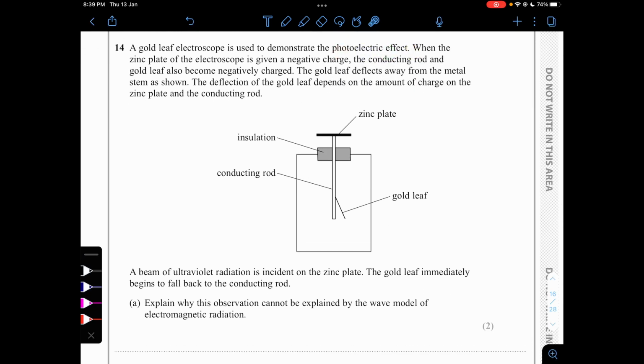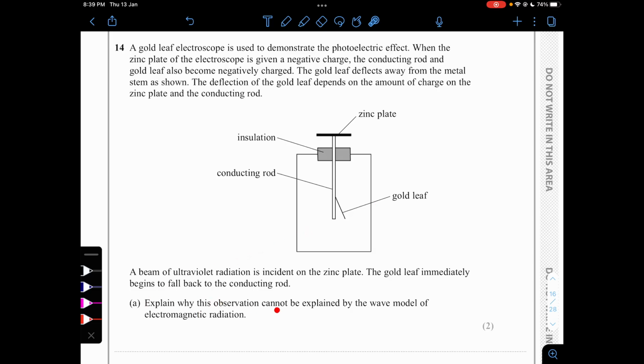So we have a gold leaf electroscope used to demonstrate the photoelectric effect. When the zinc plate of the electroscope is given a negative charge, the conducting rod and gold leaf also become negatively charged. The gold leaf deflects away from the metal stem as shown. The deflection depends on the amount of charge on the zinc plate and the conducting rod. A beam of ultraviolet radiation is incident on the zinc plate, and the gold leaf immediately begins to fall back to the conducting rod.